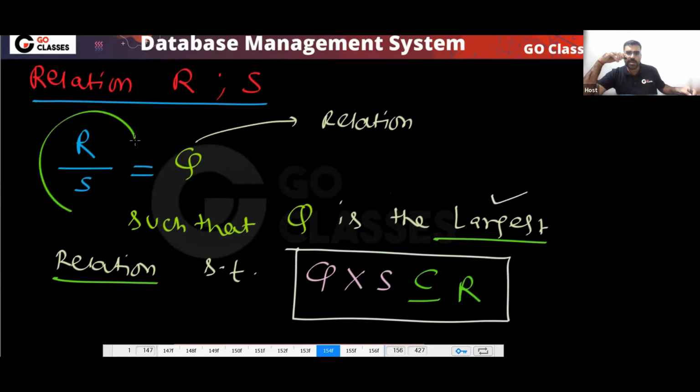R divided by S will be a relation Q. Remember, R divided by S will be a relation Q such that Q is the largest relation such that Q cross product S will be a subset of R.